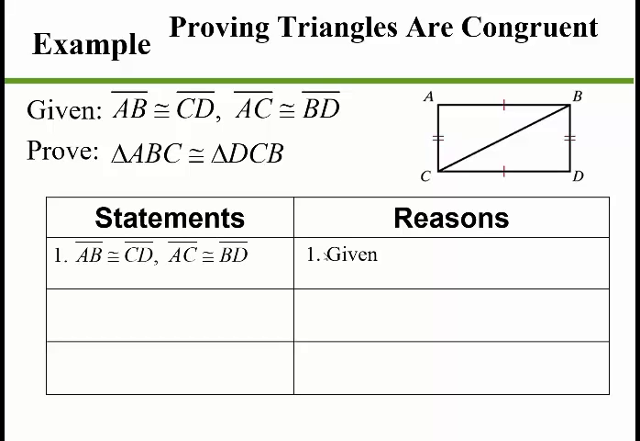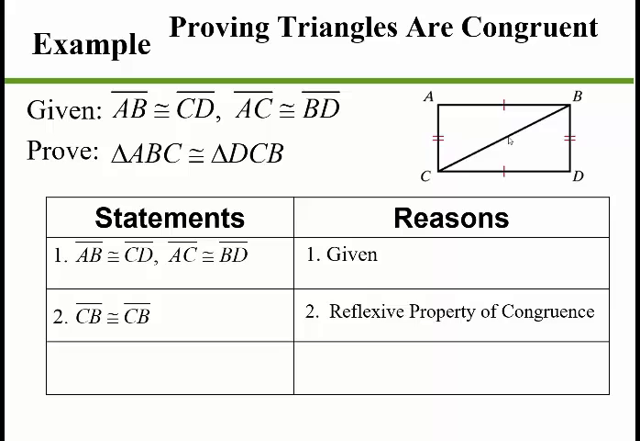Start with your given statements. The next thing we want is this side right here, because that's the third side of each triangle. Side CB is congruent to side CB, obviously, by the reflexive property of congruence. So now I have this side congruent to this side, congruent to this side, and this side is congruent for both triangles. So we have side, side, side. We conclude that triangle ABC is congruent to triangle DCB by the SSS postulate.